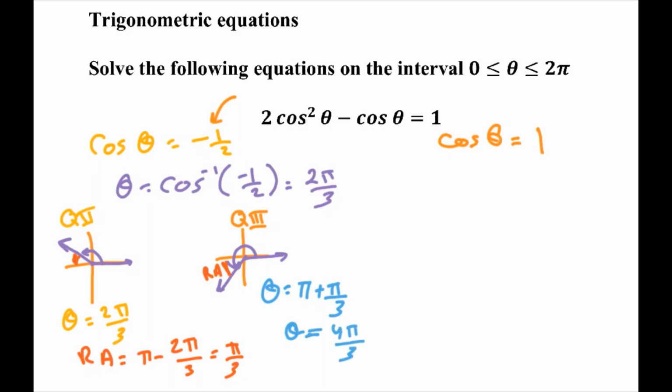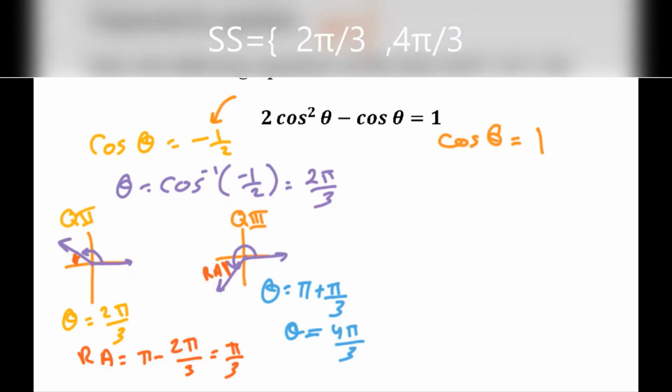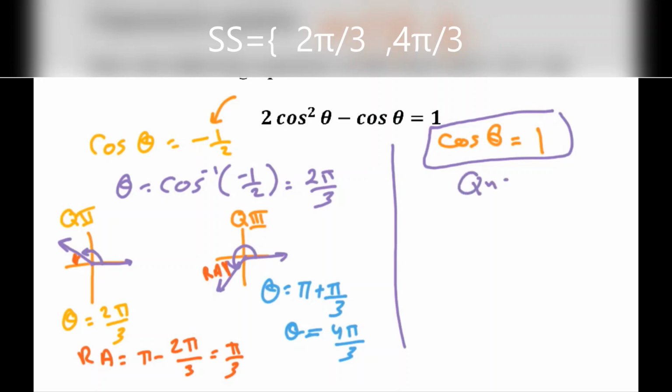So far my solution includes 2 pi over 3, 4 pi over 3, and then let's see what we are going to get from this side here. Cosine theta equal to 1. Now 1 basically is the maximum value in cosine. The range is between -1 and 1. So this is a quadrantal angle. A quadrantal angle means it's not in any of the quadrants, basically on the axis.